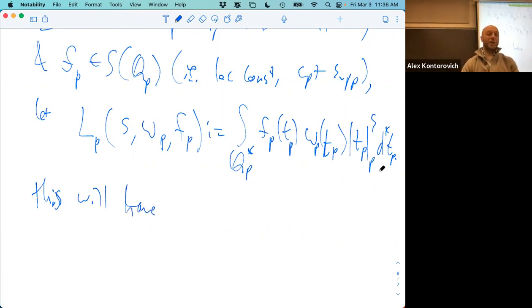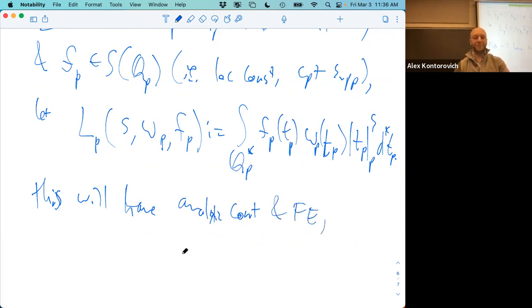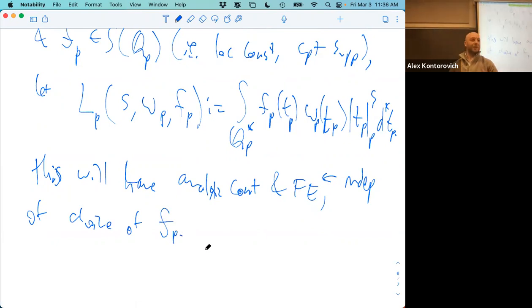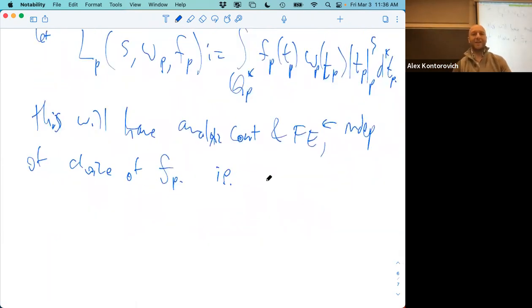So where is this initially defined? Okay, we'll come back to that in a second. Analytic continuation and functional equation. And the functional equation is independent of the choice of f. Any other choice of f will give you a different local L value, but the functional equation will have the same quotient.